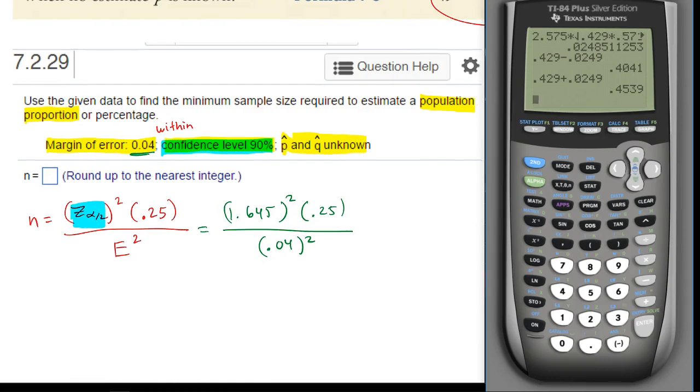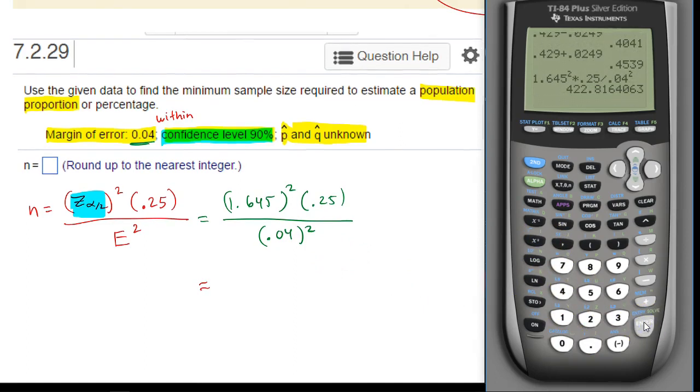All right, so let's evaluate this, see what we get. So we have 1.645 squared, so we're going to click this x squared, and then we're going to multiply this by 0.25, and then we're going to divide, right, the fraction bar is divide, by 0.04 squared, so we're going to square it again, evaluate, and what we get is 422.816... Notice how it says round up to the nearest integer.